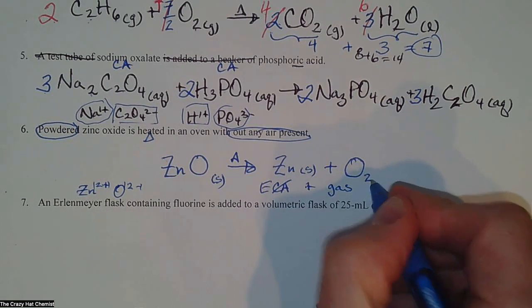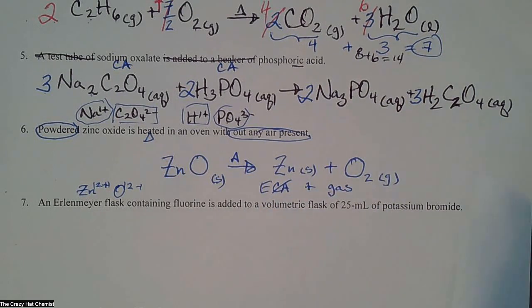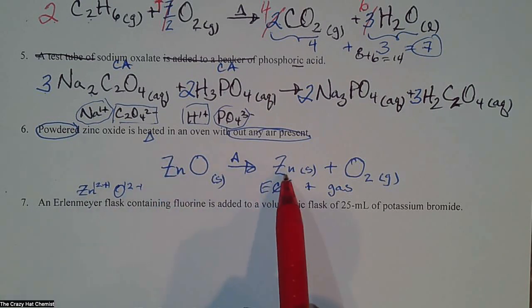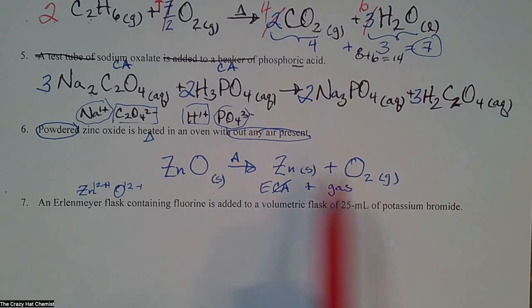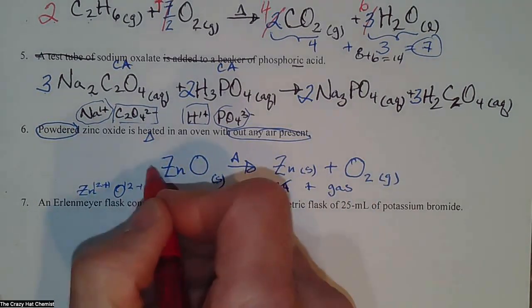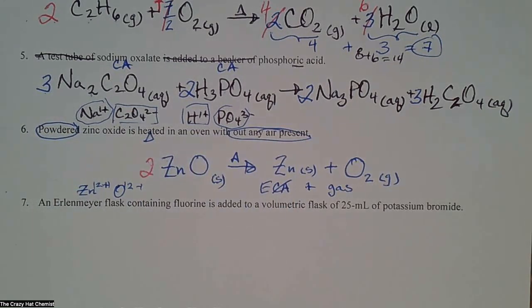Oxygen is a diatomic molecular gas, just like that. And now what we need to do is balance this. And so we have 1 zinc, 1 zinc. We have 2 oxygens on the product side, 1 oxygen on the reactant side, and then we're going to put a 2 right there. That unbalanced the zincs that we had, but we're going to put that 2 in front of that zinc. And we're ready to rock and roll, and that's good.